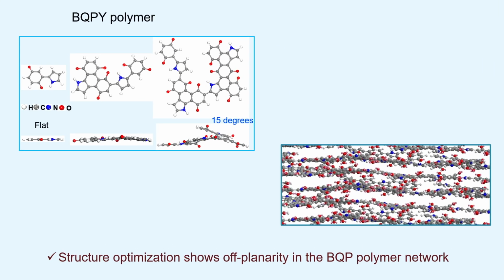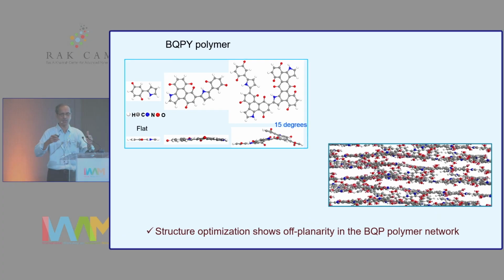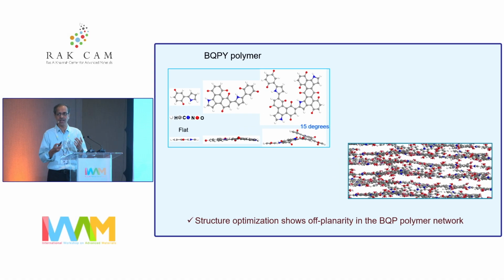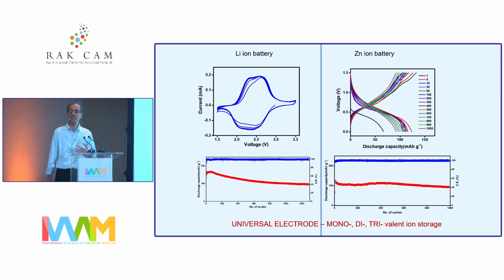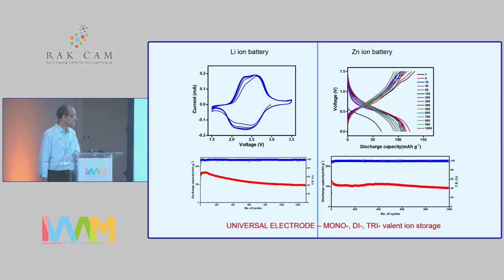So the benzoquinone pyrrole polymer, if you try looking at the DFT, you have about 15 degrees. I have to caution at this point that all these calculations have been carried out with just one unit of the polymer, and I mentioned that it is an amorphous polymer. So there can be differences as well. But essentially what we have is a contortion which leads to this kind of behavior.